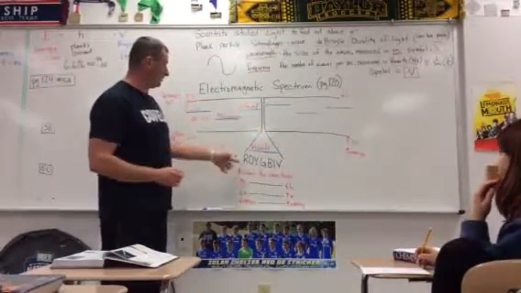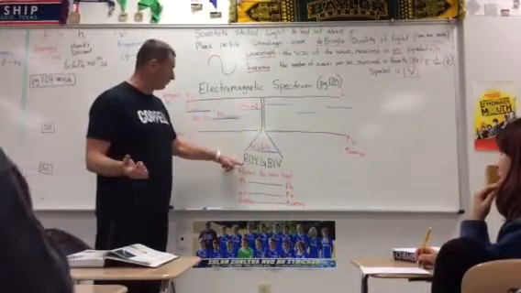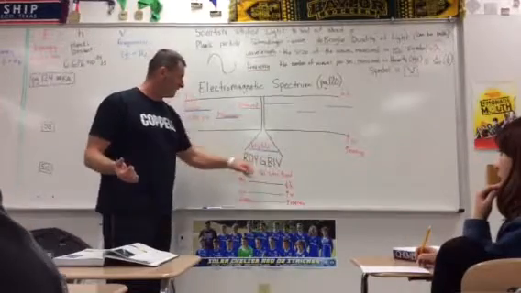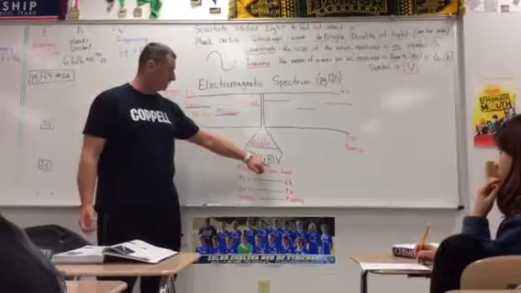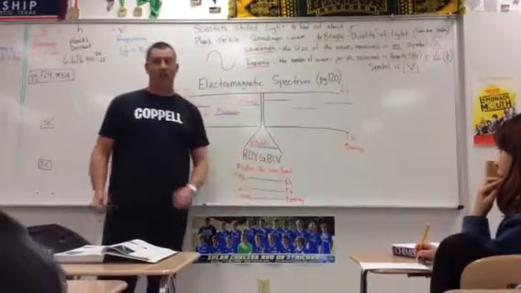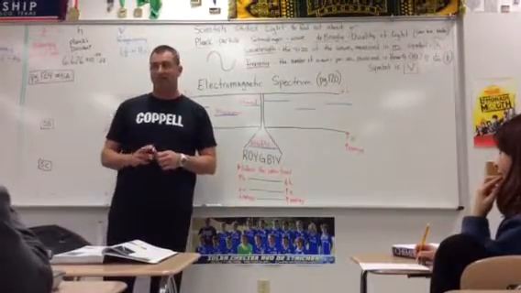All right, and what can we see? We can see the rainbow of colors. So ROY G. BIV: red, orange, yellow, green, blue, indigo, and violet. Those are the colors in a rainbow that we can see.